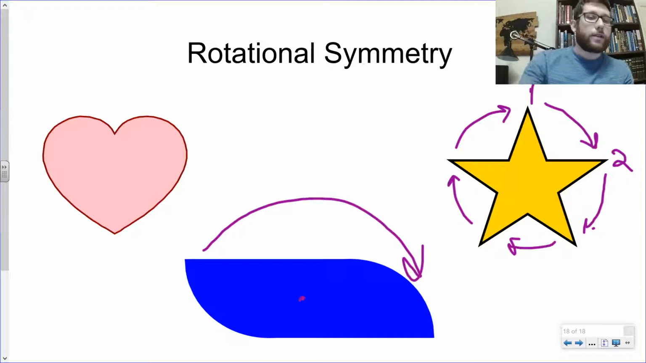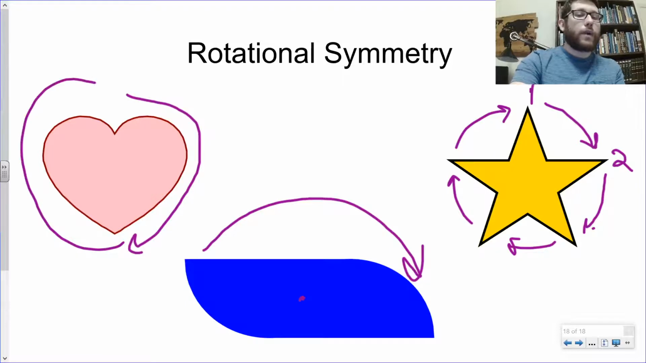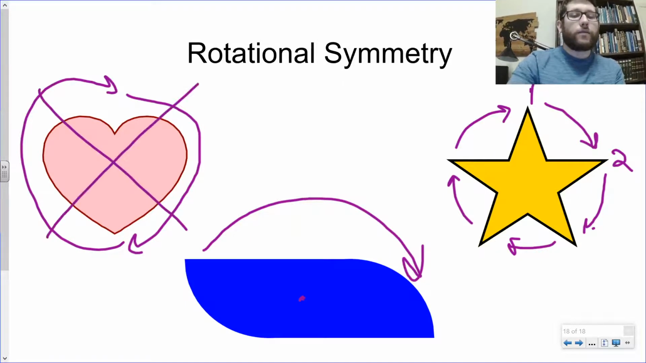Now let's look at this heart here. Does this heart have rotational symmetry? Well, there's no place for me. If I rotate it halfway, it's just an upside down heart, and if I rotate it the whole way round, I'm just back to where I started. So this heart does not have rotational symmetry.